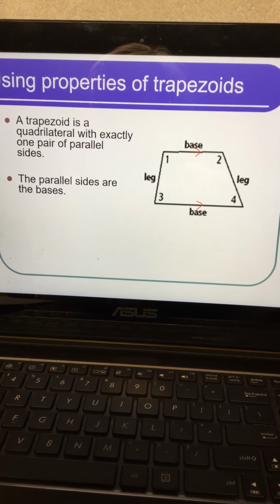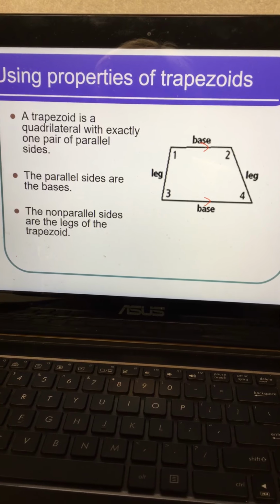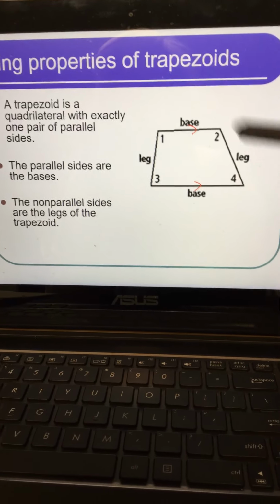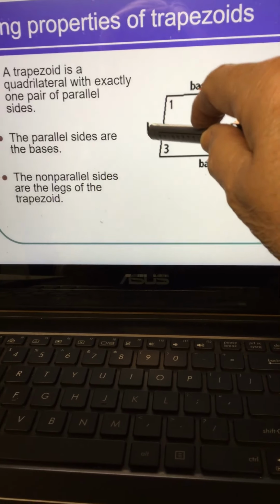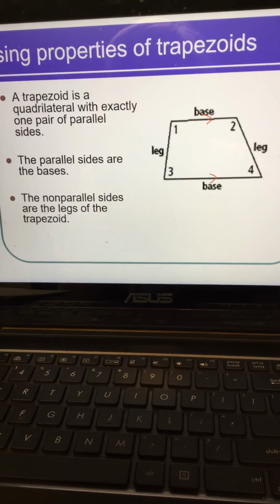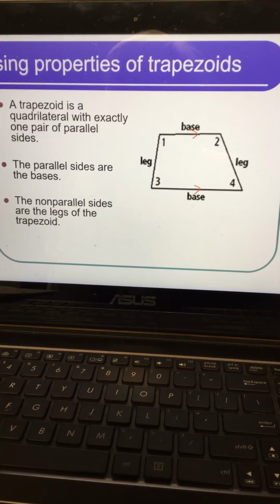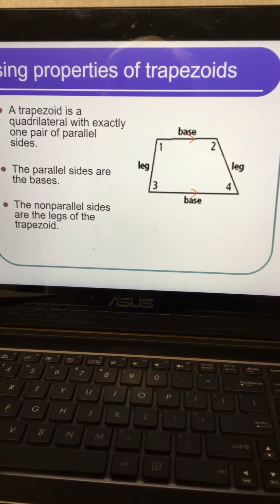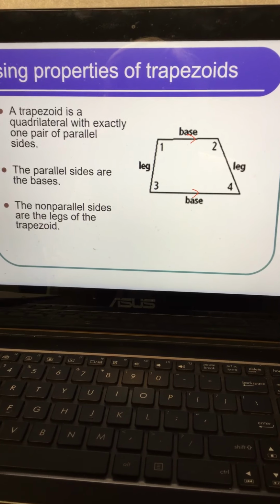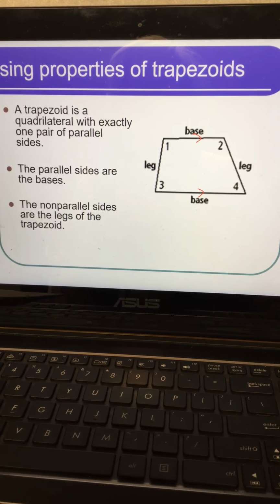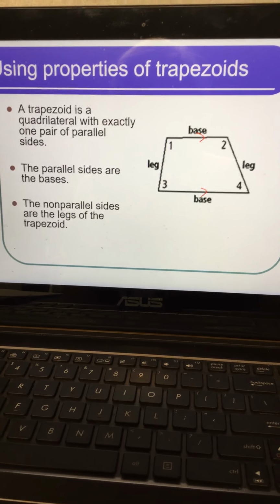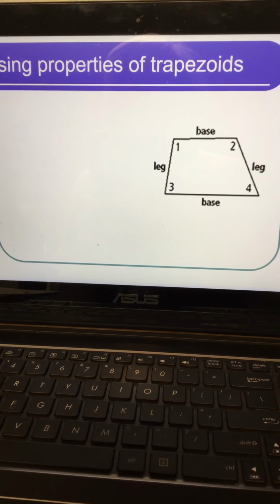And we've talked about this briefly before. Next, the non-parallel sides, and if these two are parallel, then these have to be the ones we would refer to as non-parallel. They're called the legs of the trapezoid. Now, we haven't used that vocabulary word before. The parallel sides are called the bases, and the ones that are not parallel are called the legs.